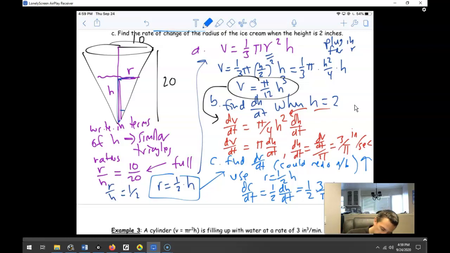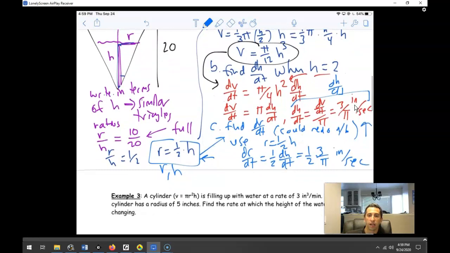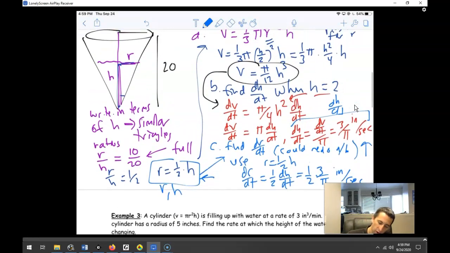So if you have this relationship between r and h, you can use that because you know the dh/dt right here. You could also redo this problem and just write everything in terms of r instead of h. It's just another way to do the problem. Okay, so that's the cone. We started by writing the volume in terms of one variable, then we found dh/dt, and then dr/dt. This is basically an old AP question, by the way.